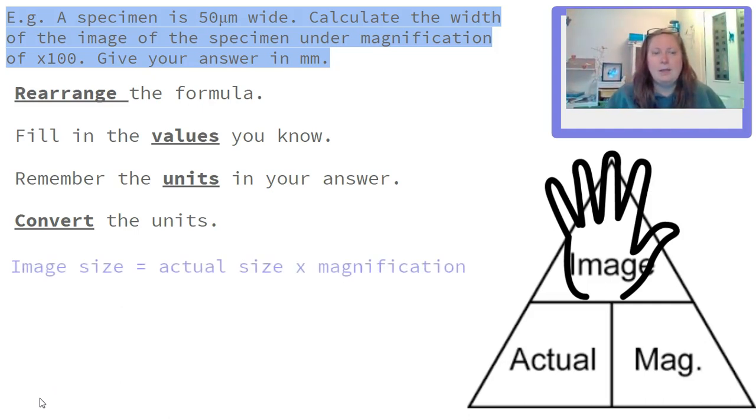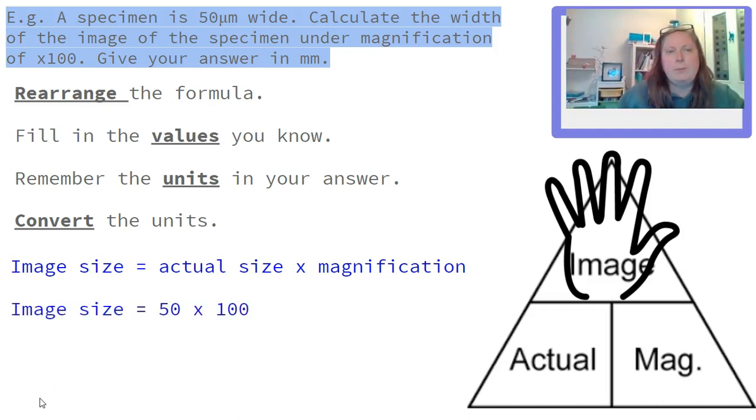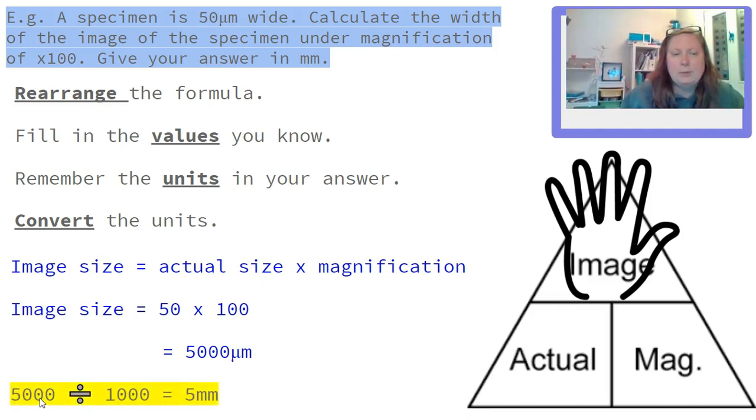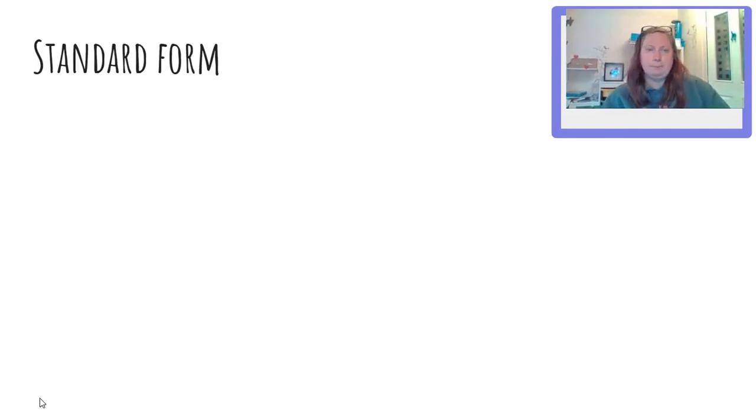Okay, so covering up the image size tells us that it's the actual size times the magnification is what the equation will be. So if we use the numbers from the question, the actual size was 50 micrometers and the magnification was 100. So 50 times 100 gives you 5,000 micrometers. But it asks us in the question to give our answer in millimeters. So 1 micrometer is 1,000th of a millimeter. So we need to divide our 5,000 by 1,000 to get it back into millimeters. That would be 5 millimeters. Give yourself a pat on the back if you got that right.